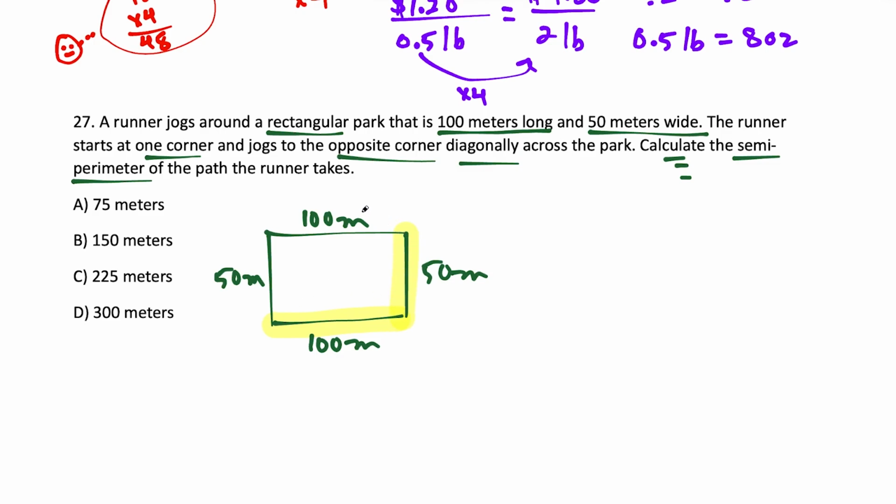But this runner is starting at one corner and running to the opposite corner diagonally across the park like this. Now remember, the runner is running around the park, okay? It's not going through like this along the hypotenuse of this right triangle. If I were to turn this into a right triangle like this, the runner is not running through the park, the runner is going around the park.